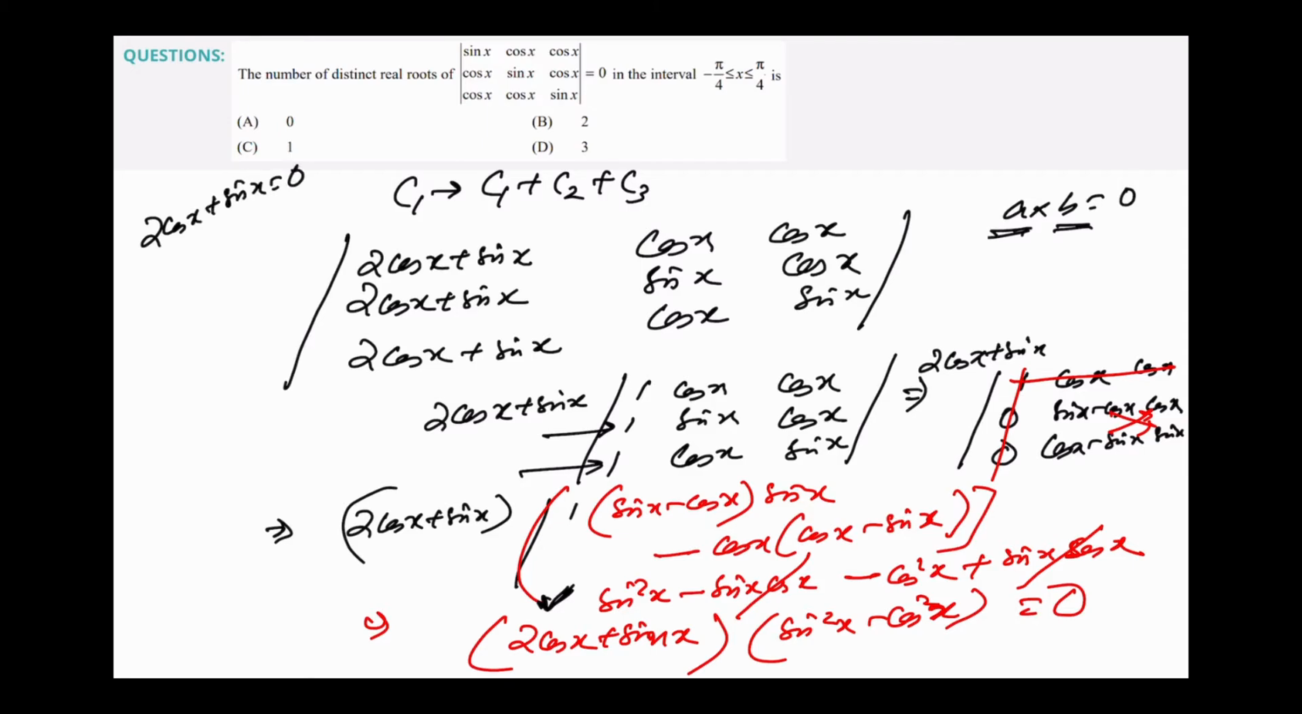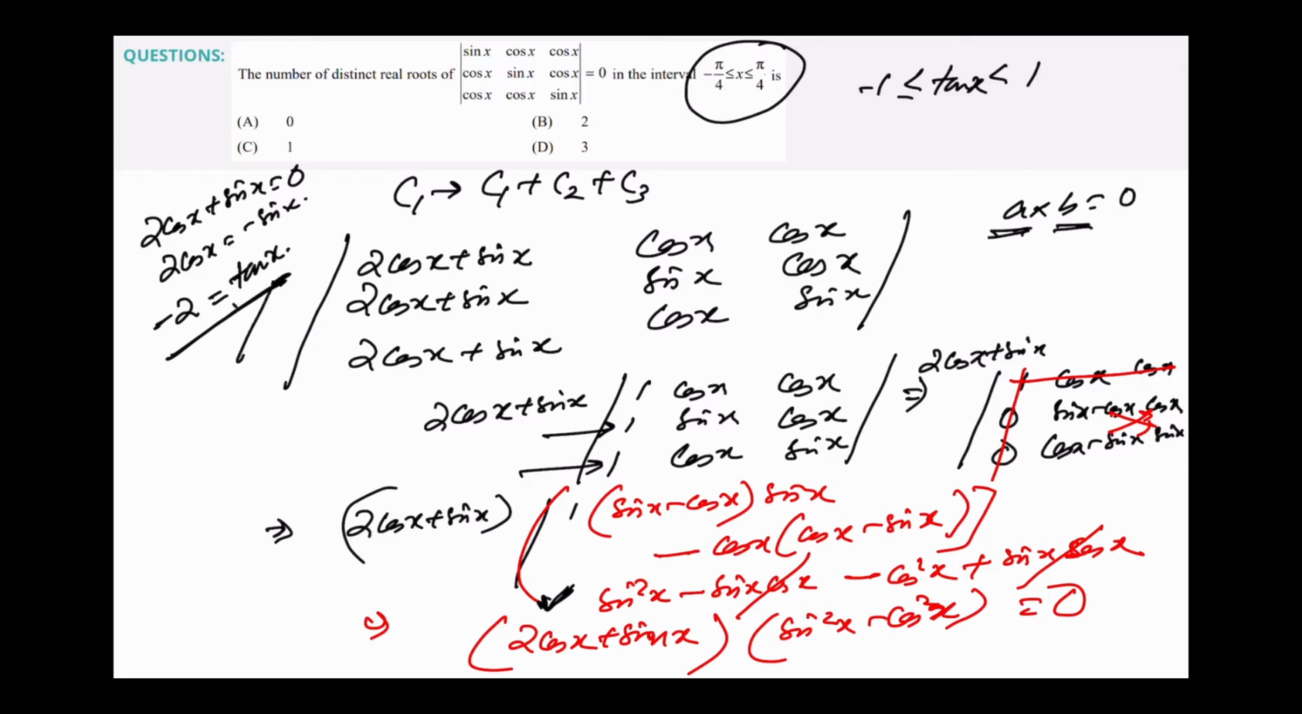is 0. So the moment we say 2 cos x plus sin x is equal to 0, so what do you get? 2 cos x is equal to minus sin x. Divide the whole thing by cos x. So what you'll get? 2 is equal to, or divided by minus 2 cos, what do you say? Minus cos x. So minus 2 is equal to tan x. So we know that tan x can never be minus 2 from this domain, because tan x is minus 1 and 1 at tan pi by 4, 45 degrees, one value. So it's between minus 1 to 1. So this value is rejected.